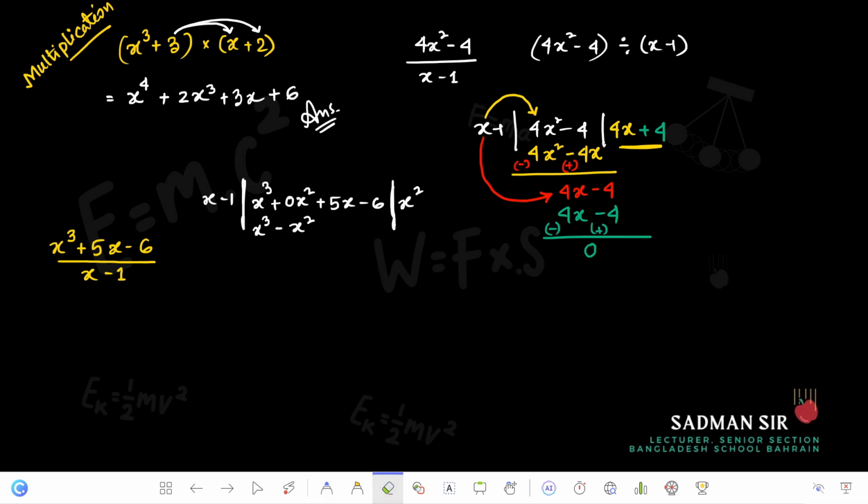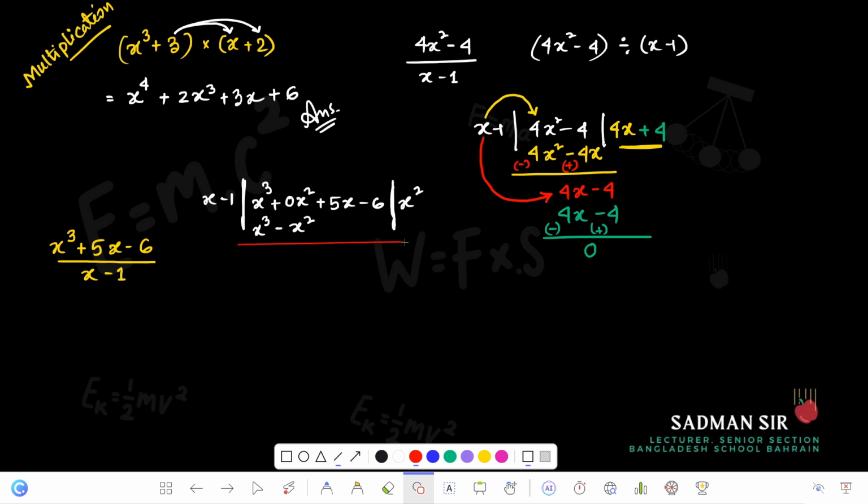Then we will do the subtraction. In the subtraction process, what we have to do, the sign change. So +x³ − x³ cancel. 0x² + x², it gives us positive x². And then we have here +5x, +5x.